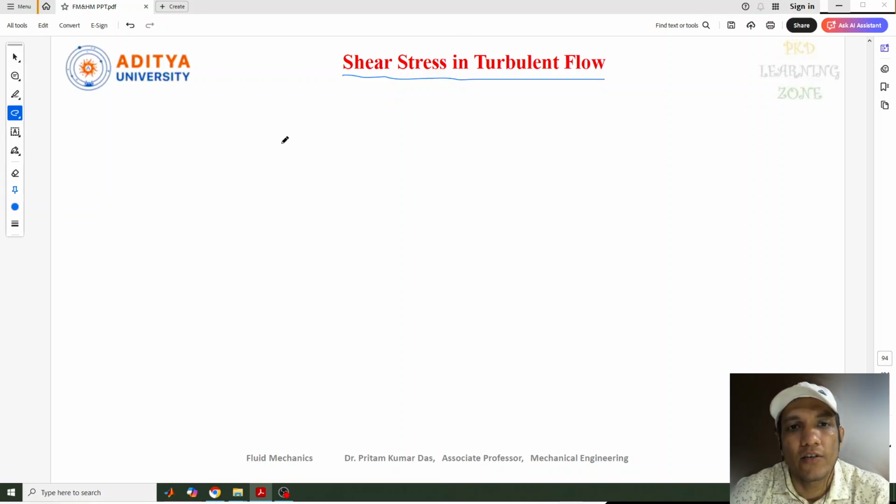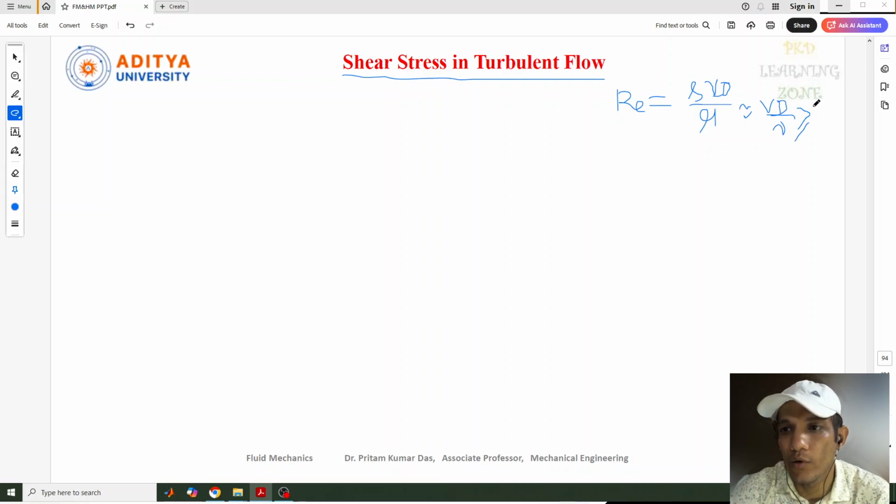In our previous lectures, we have already discussed laminar flow, transition flow and turbulent flow, which are based on the Reynolds number. The Reynolds number is defined as the inertia force divided by the viscous force. We can calculate it by this formula: rho V d by mu, or V d by nu. When the Reynolds number is within 2000, it is called laminar flow. When it is 2000 to 4000, it is called transition flow. And when it is greater than or equal to 4000, it is called turbulent flow.